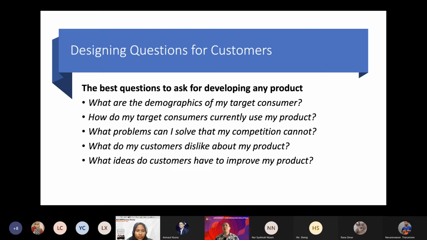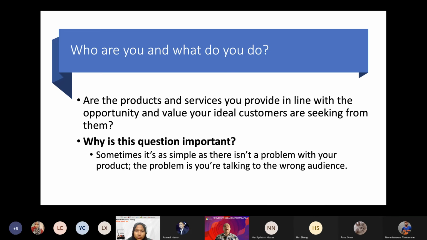Okay, so you have to sit down and look back through all these respondents. Some of it is worth taking into consideration, and some of it is just not worth changing. Okay, and then: who are you and what do you do?